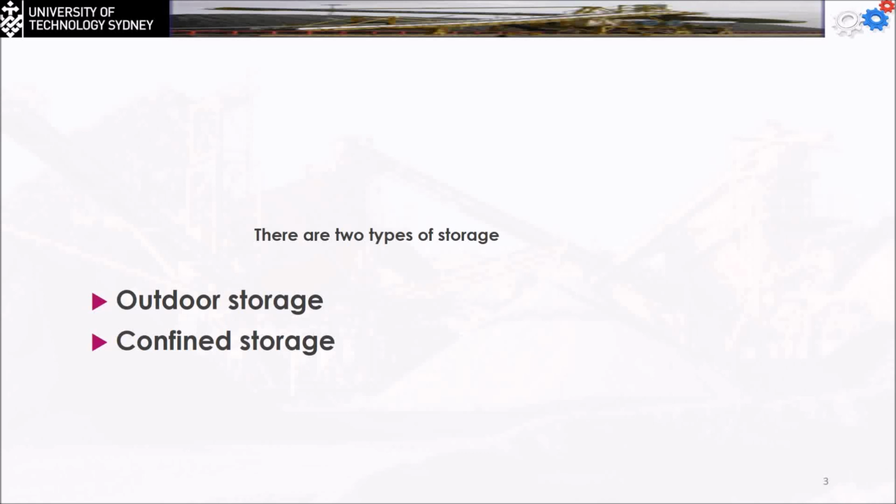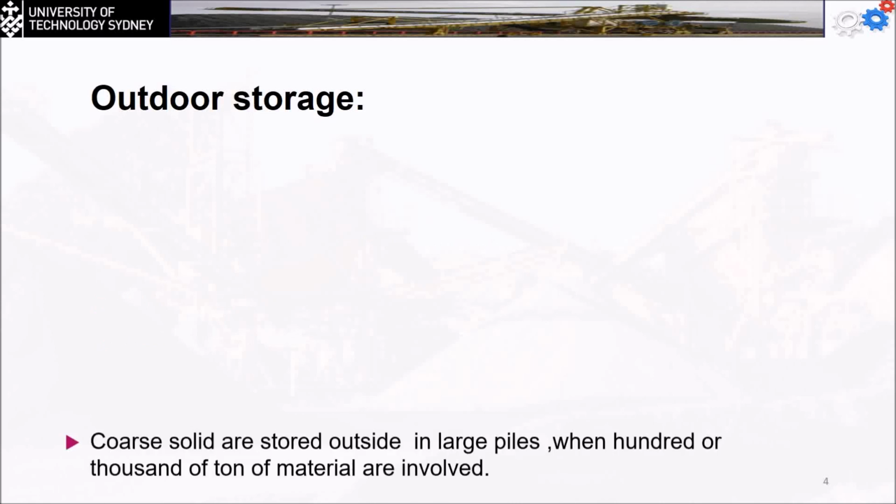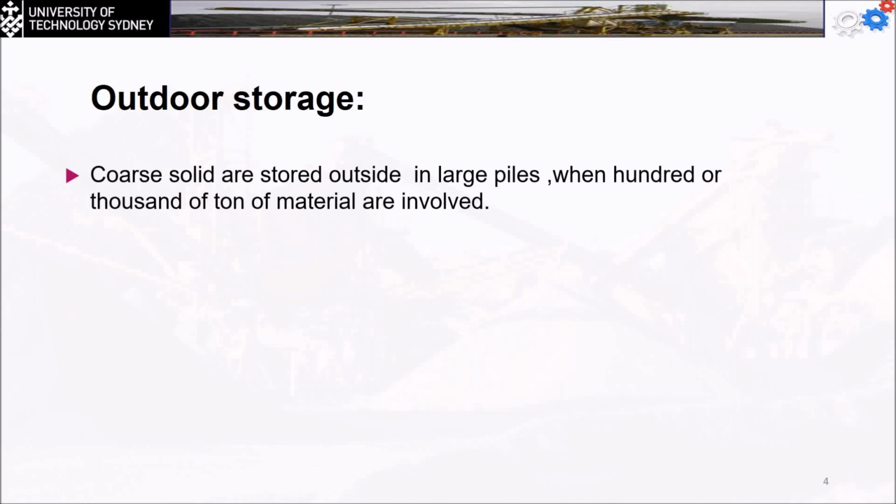So we said there are two types of storage. The first one is the outdoor storage. Simply you can pile the material uncovered, or you have to use the confined one. For the outdoor storage, coal is going to be stored outside in large piles when hundreds of thousands of tons of the material are involved.